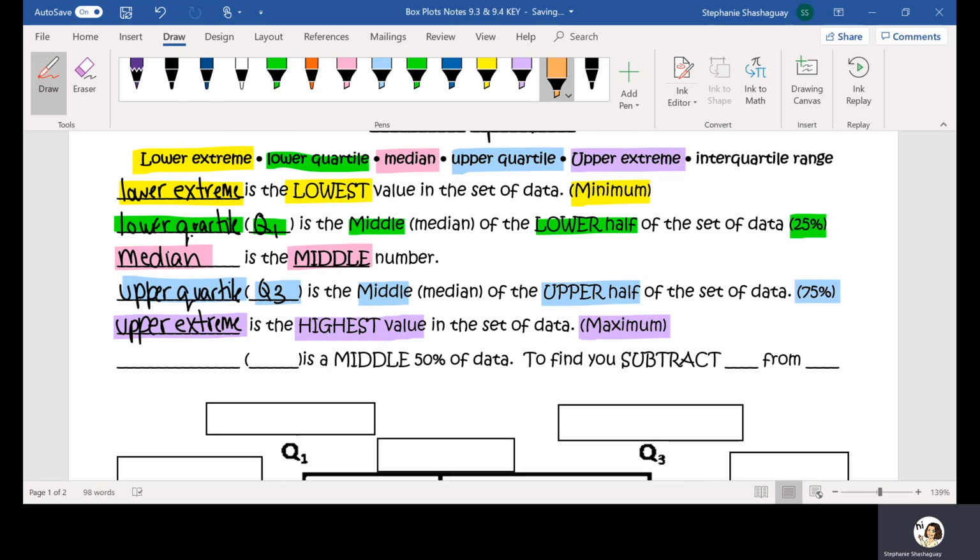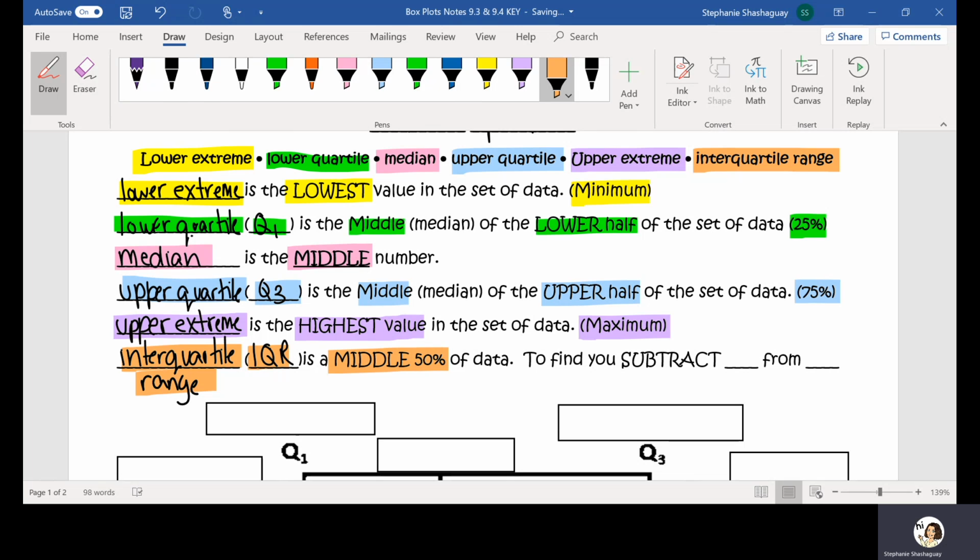Then finally, we have our IQR, our interquartile range, okay? Our interquartile range is our IQR, and that is the middle 50% of data. Okay, when we're talking about box plots, this is what we refer to the most, is our middle 50% of data is our IQR, and that's most often what you're going to need to find.